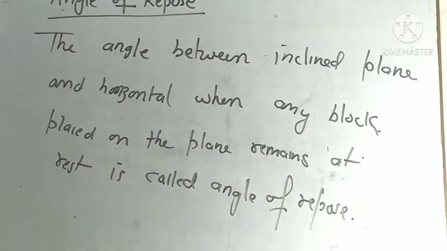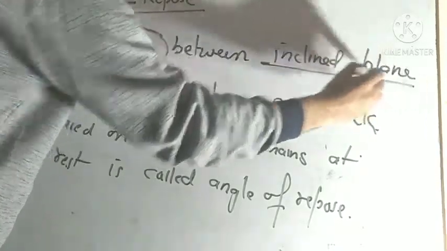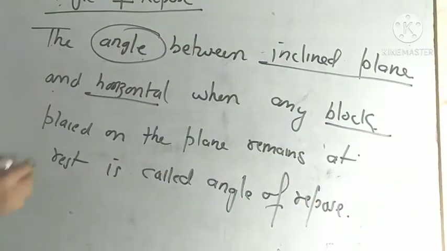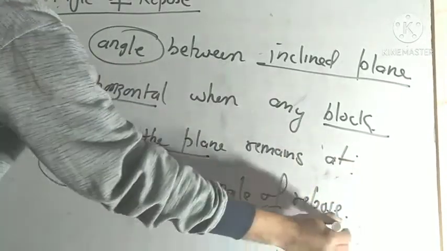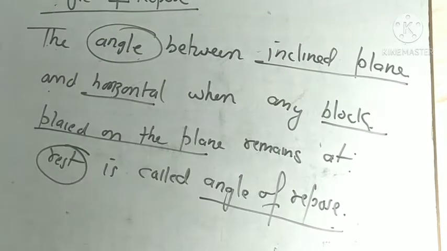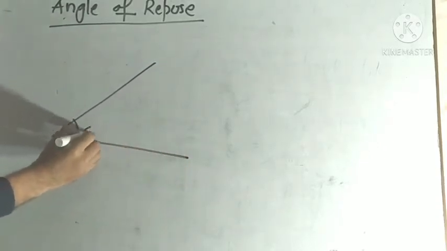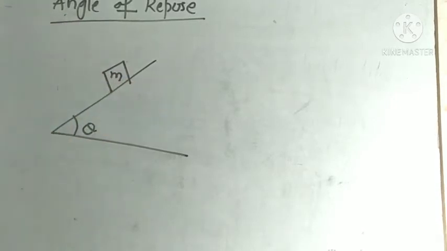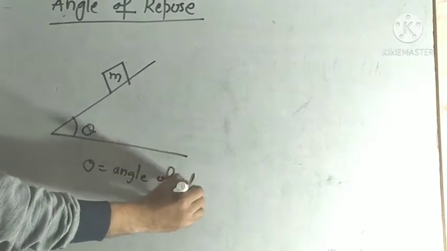Okay, the angle between inclined plane and horizontal, when any block, whatever be its mass, placed on the plane remains at rest is called angle of repose. So we take its example. Here we will take an inclined plane which makes an angle theta with the horizontal, and we put a box having mass m on this inclined plane. So theta is equal to the angle of repose.